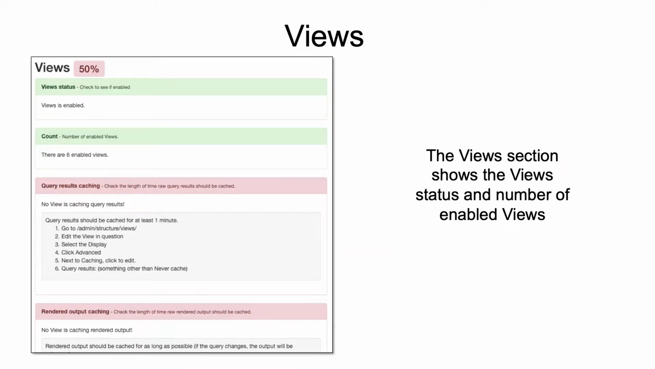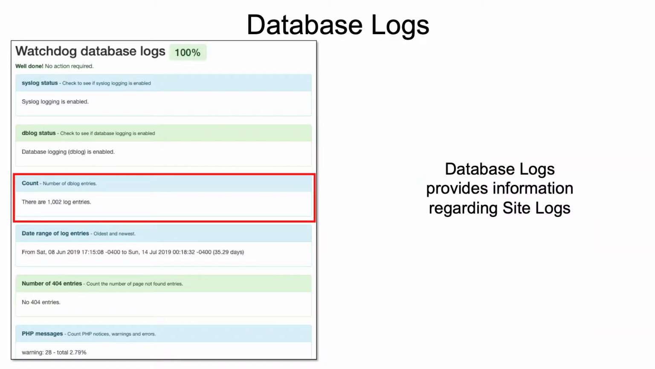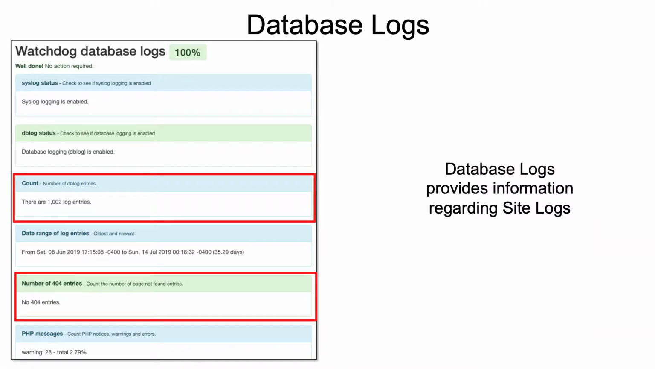The views section shows the status, number of enabled views, as well as caching settings for the views. I don't even think that we have any views enabled on the site, so this module could probably be disabled. We can also get information regarding the site logs, like how many log entries there are, if there are any page not found errors, or if there are any PHP messages. I see 2.79% of all the messages in the logs are PHP errors, notices, and warnings.